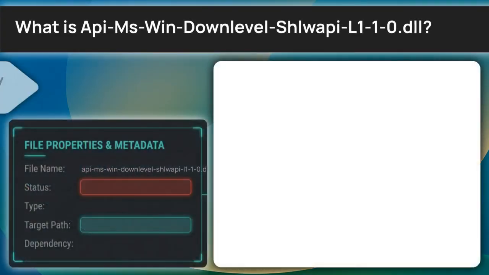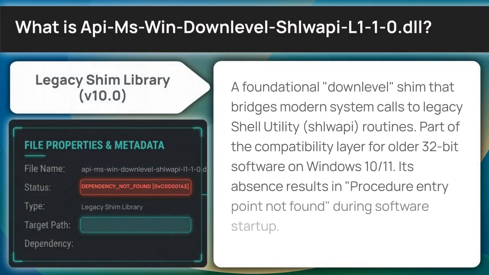This is the Win-Down-Level-Shell Lightweight API, a foundational down-level shim that bridges modern system calls to legacy shell utility shlwapi routines, part of the compatibility layer for older 32-bit software on Windows 10 and 11. Its absence results in a "procedure entry point not found" error during software startup.